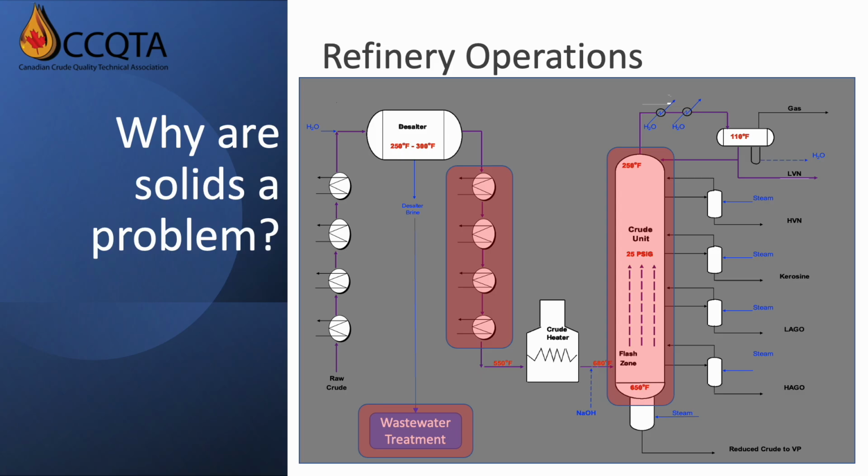Lastly, even if the desalter is not upset, approximately 50% of the solids still travel to both the crude preheat and tower, and the remaining 50% to wastewater treatment plant. At the end of the day, solids are a considerable factor in many unplanned shutdowns, resulting in lost production and significant cost to refiners.